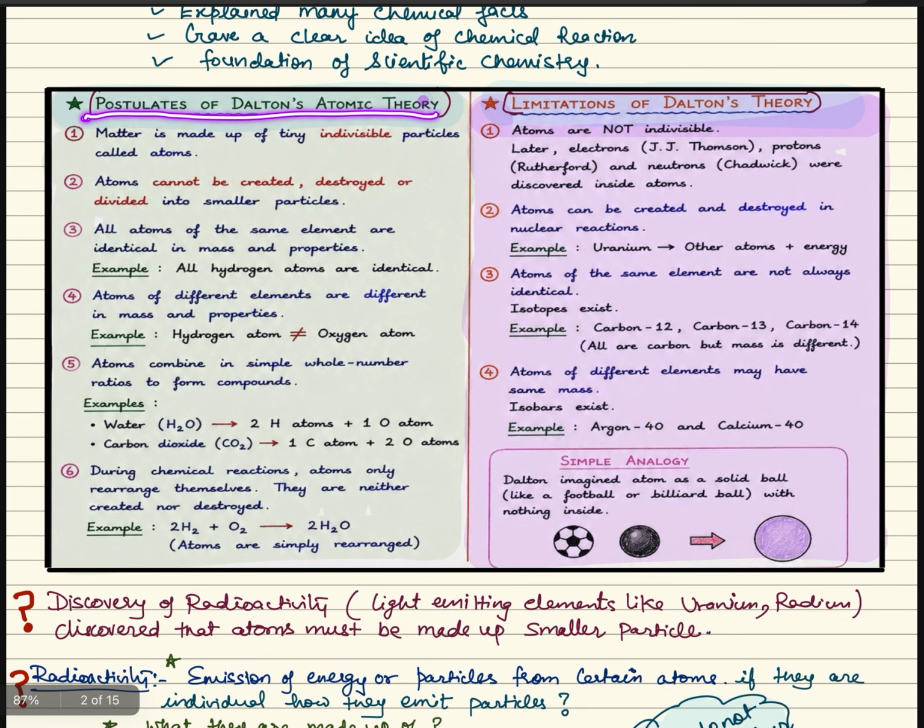Means what are the characteristics of atomic theory and what are the limitations of Dalton theory. So that I have already explained, so you just read, it's very easy. Now what are the limitations of Dalton theory?